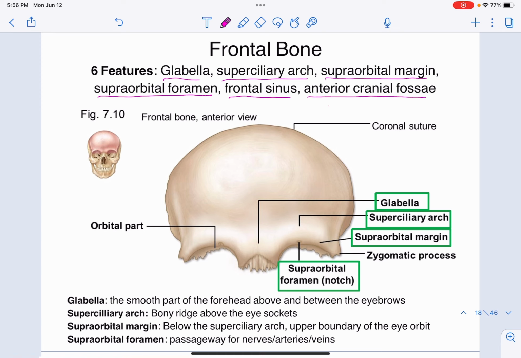We just looked at the posterior cranial fossa. That was part of the occipital bone. Now we're going to look at the anterior cranial fossa.